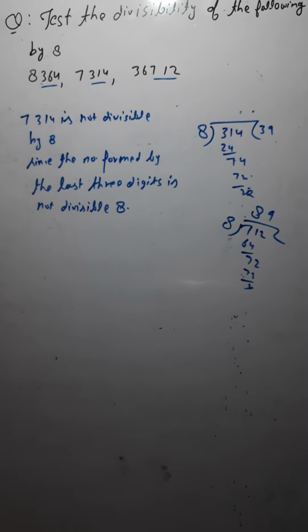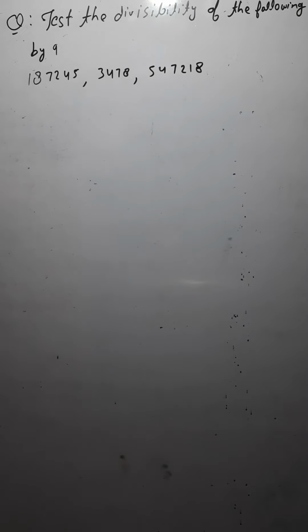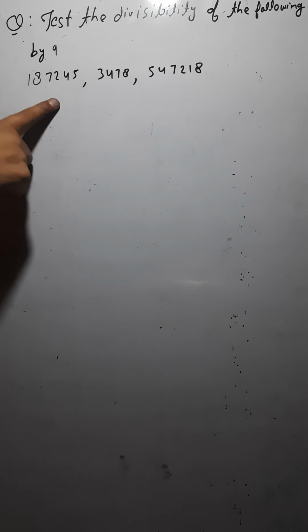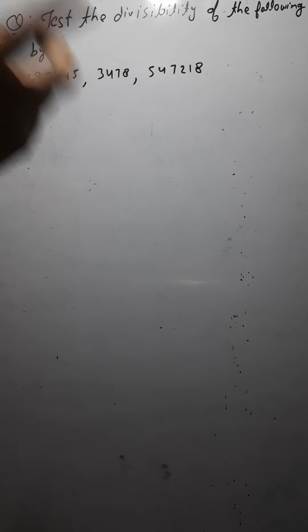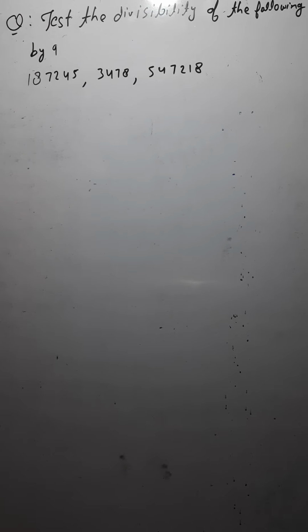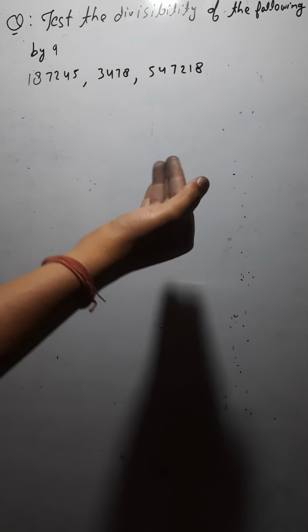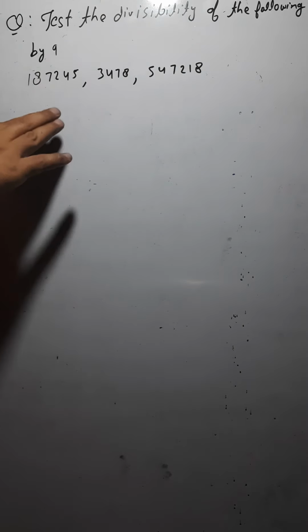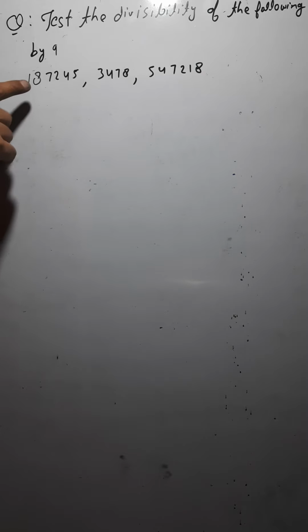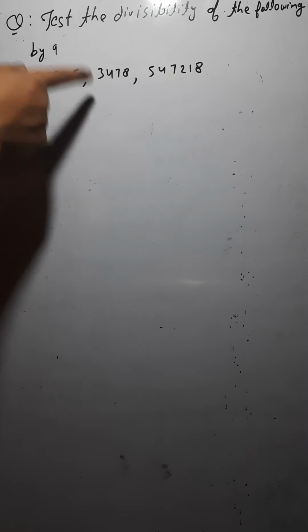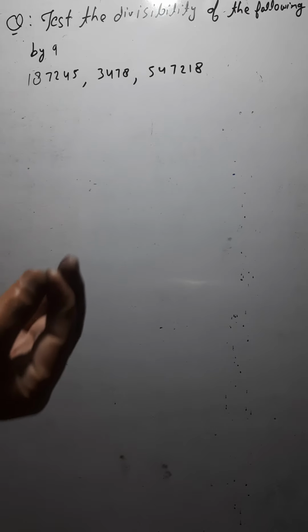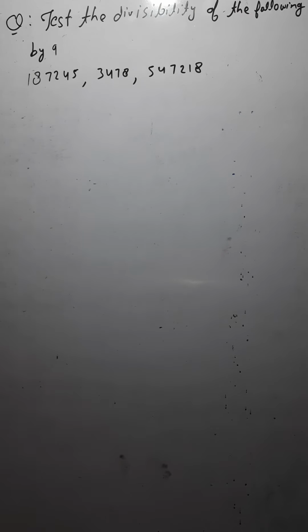Okay, now we would move towards the next question. Next question is: test the divisibility of the following by 9. It is similar to the test we did for divisibility by 3. In 3 we wrote, if the sum of the digits of a number is divisible by 3, then that number is divisible by 3. So similarly you have to do this here also. If the sum of the digits is divisible by 9, then the given number would be divisible by 9. Very simple. Okay, let's do the first one.